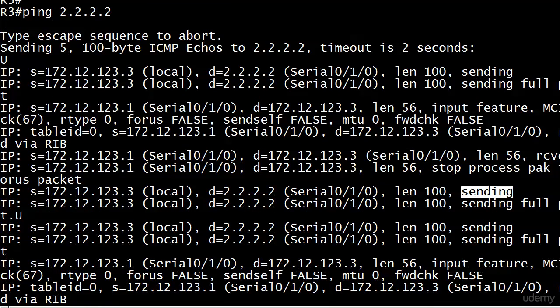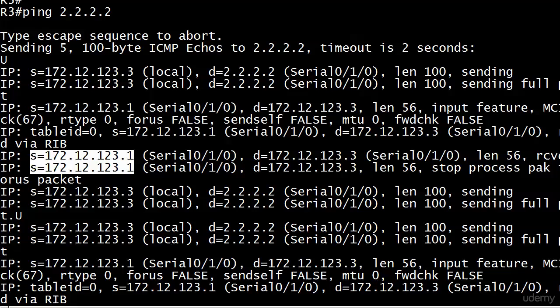And we are also getting a reply, because notice that we have some other rows here that say source 172.12.123.1, and the destination is the IP address here, 123.3. So it looks like, looking at this debug, the packets are leaving router 3, and they are destined for 2.2.2.2, and they are leaving. You know, we see the word sending. And also we're getting something back from 123.1.